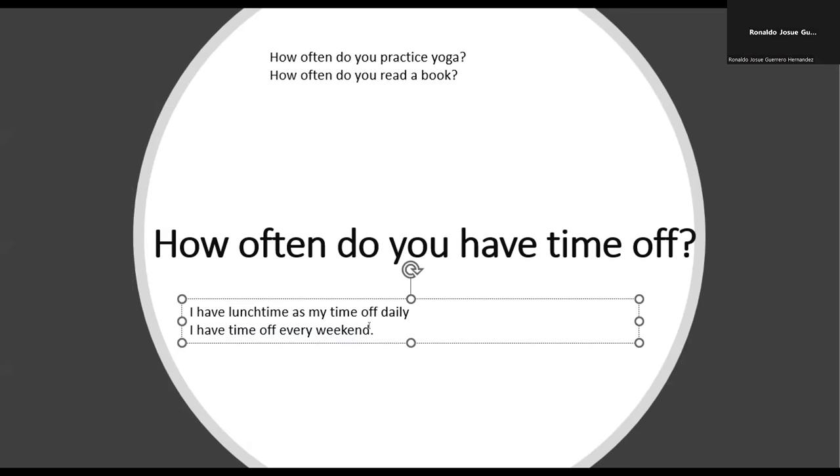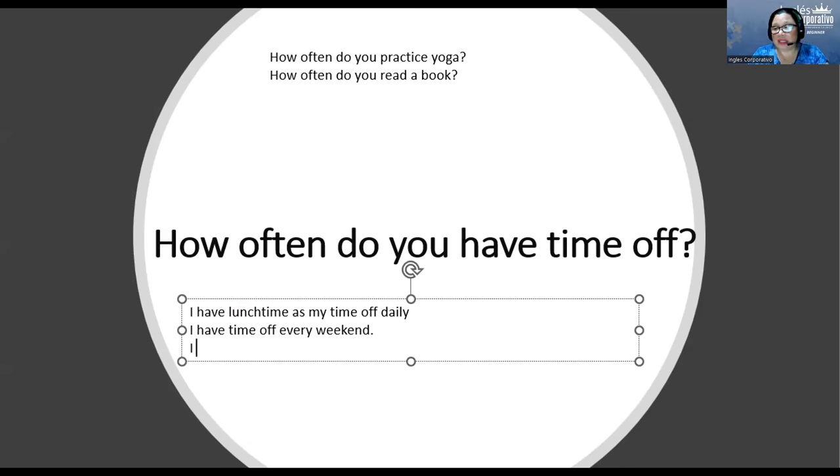O sea, how often, en realidad, ¿qué significa? ¿Con qué frecuencia? O sea, creo que no sé si me voy a dar un poco a entender. Cuando usted me pregunta con qué frecuencia yo tengo tiempo libre y uno quiere responder de la misma manera, con frecuencia yo hago deporte o con frecuencia yo no almuerzo. Entonces, ¿cómo sería si una persona quiere responder de la misma manera que le preguntaron? Great, Ronaldo. That's a very good question.